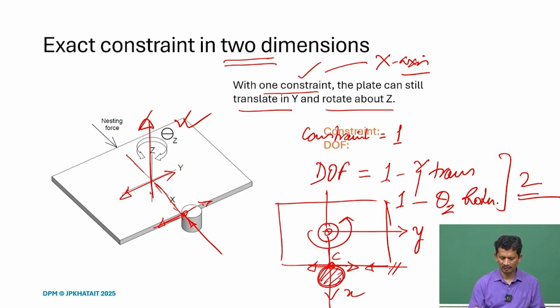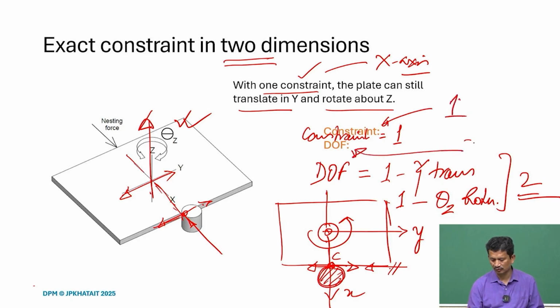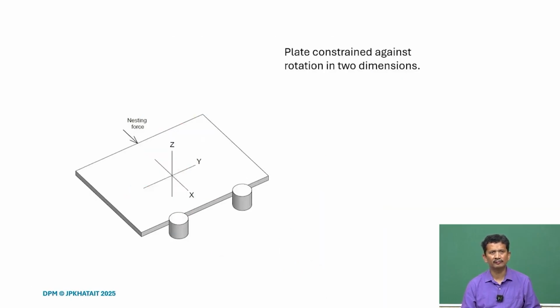So, yes, I think I can simply wipe it out. What we see here is the constraint we are talking about, which is 1, which I explained already, and the DOF, which is 2. What happens when we have 2 contacts, 2 posts? So, now we have 2 posts.